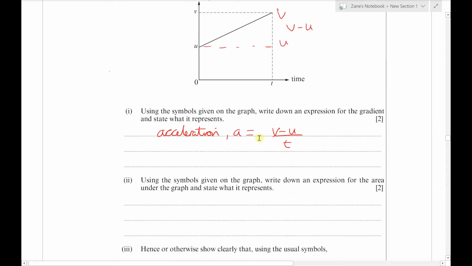Next, we're asked to write down an expression for the area under the graph and state what it represents. Well, the area under a velocity time graph is displacement. And there's various equations we could use here. We could split it up into a rectangle and a triangle as we've got on the diagram, but let's just do it as a trapezium. The area of a trapezium is half the sum of the parallel sides. The two parallel sides are u and v, times by the distance in between, which is t, and you might recognize that as one of the SUVAT equations.